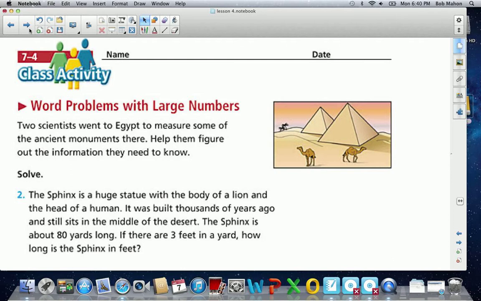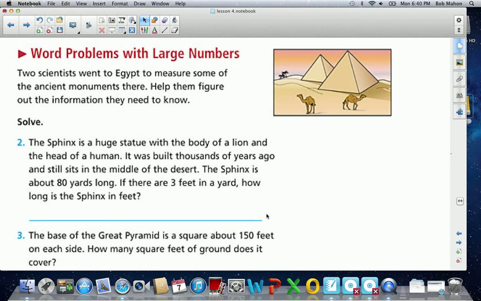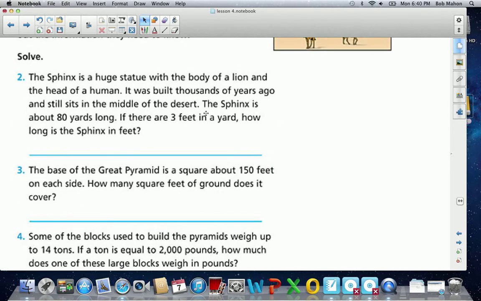Two scientists went to Egypt to measure some of the ancient monuments there, help them figure out the information that they need to know. The Sphinx is a huge statue with a body of a lion and the head of a human. It was built thousands of years ago and still sits in the middle of the desert. The Sphinx is about 80 yards long. If there are 3 feet in a yard, how long is the Sphinx? So you're going to set that problem up.